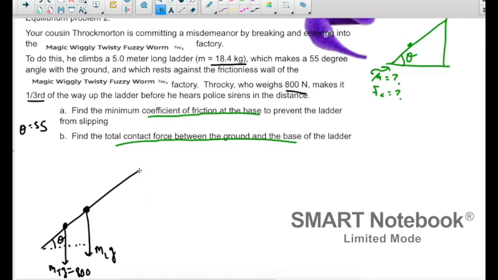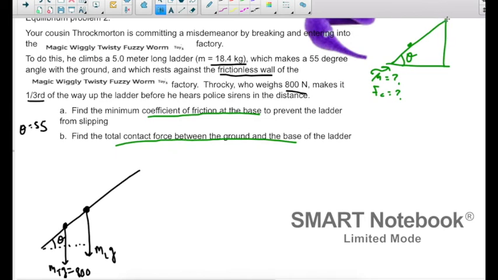All right, well, first of all, right up here, right where the ladder touches this wall, there's no friction there because it says that it's resting against the frictionless wall. I guess that the Magic Wiggly Twisty Fuzzy Worm Toy Factory people really want to protect their property, so they engineered a frictionless wall to make it more difficult to climb up. But that's not going to stop your cousin Throckmorton, is it?